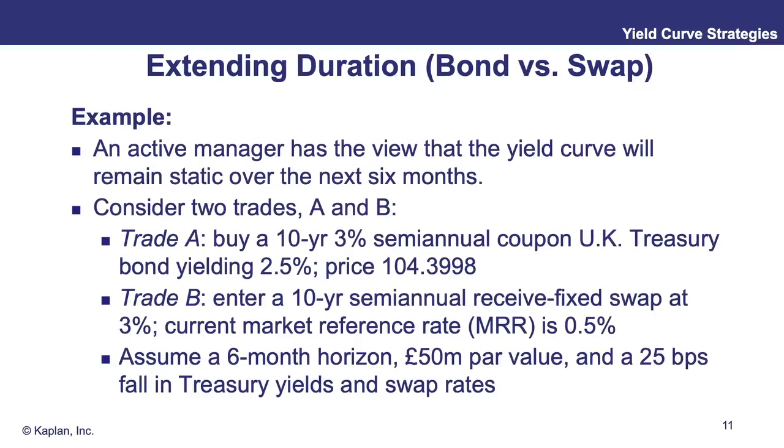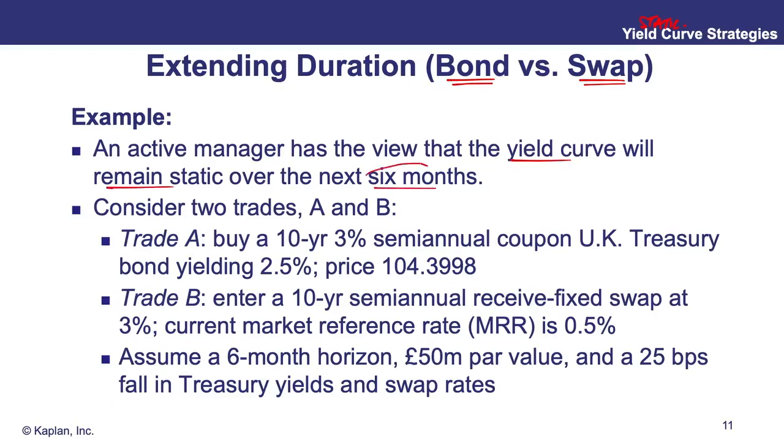Okay, so let's finish this module with an example, a numerical example of what happens when we extend duration either using longer duration bonds or by receiving fixed in a swap contract. Of course, this is an example of what we would do when we expected a static yield curve. We're extending duration to really collect a higher yield for interest rate risk when we don't expect interest rate risk to crystallize. We don't expect rates to go up. So you've got an active manager here. They have the view the yield curve will remain static over the next 6 months.